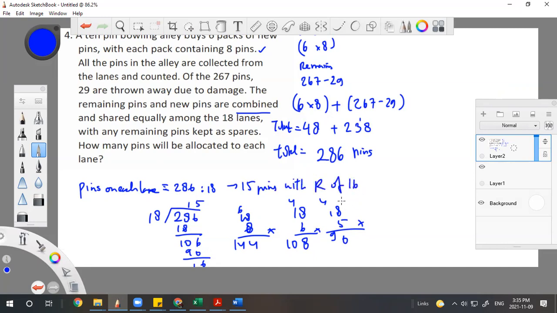Wait, I think, yeah, that's it. Yep, that's it, with the remainder of 16. I'm quite unsure about this because we have the remainder. Okay, that's the answer.